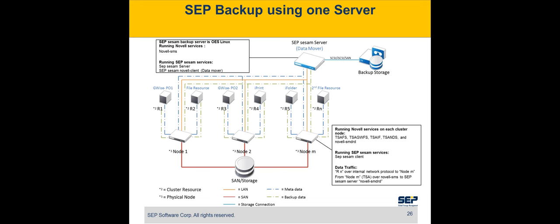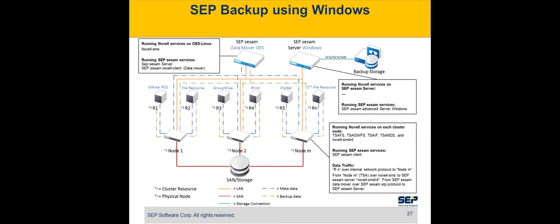Of course, we have backup storage that we're talking to, and all the traffic is going across the network because we're talking to the TSAs for every single one. We have the TSA FS, TSA QW, TSA IF, all loaded on those servers, and we make those calls directly.